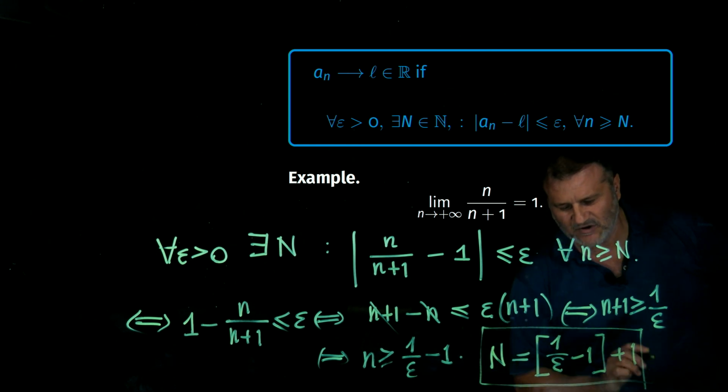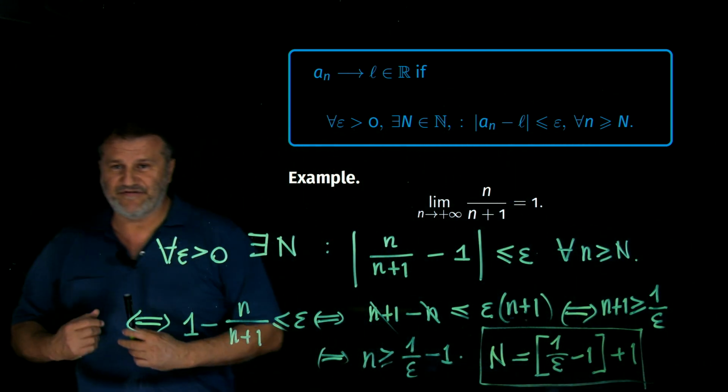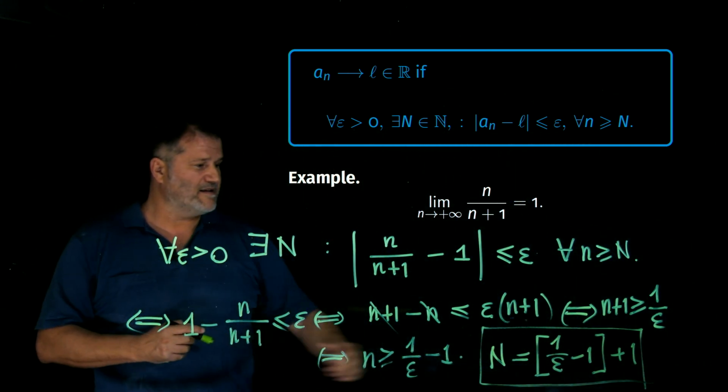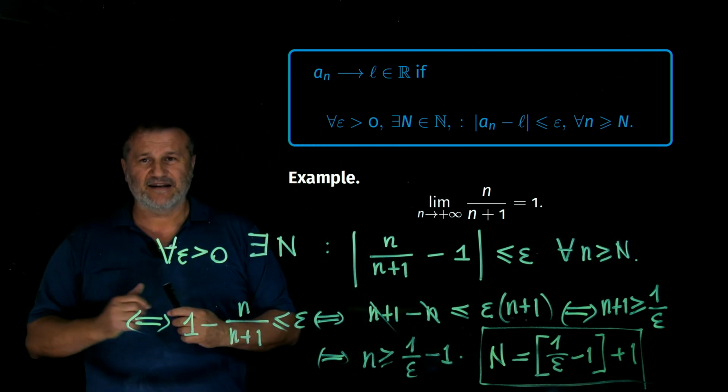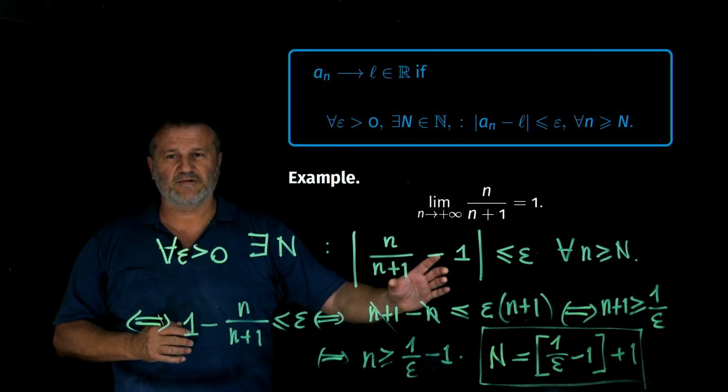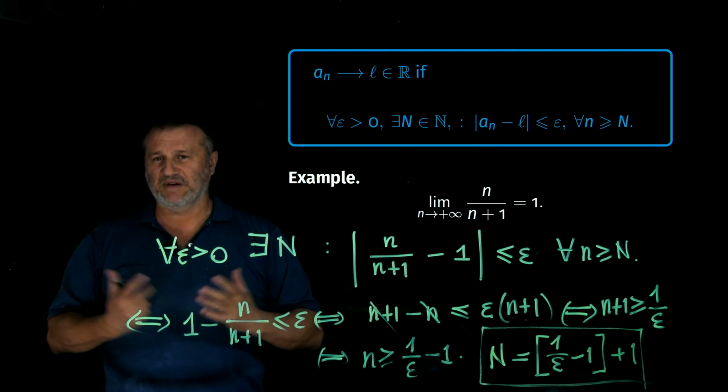In any case, you can see that we are able to find an initial n such that for all n greater or equal than that capital N, we have a solution of this inequality. So this property has been verified.